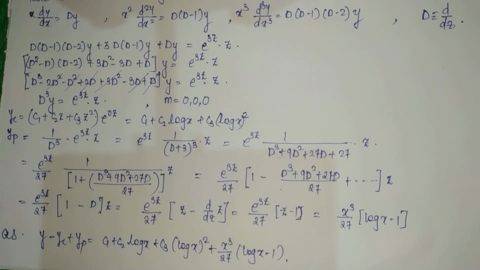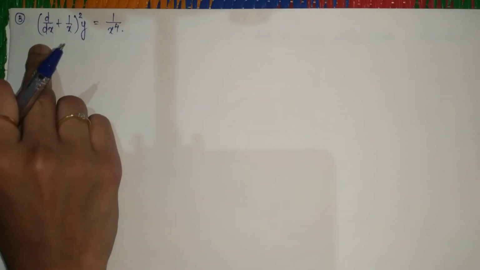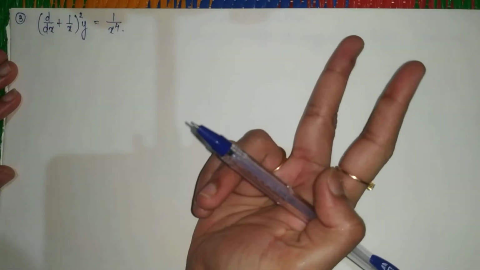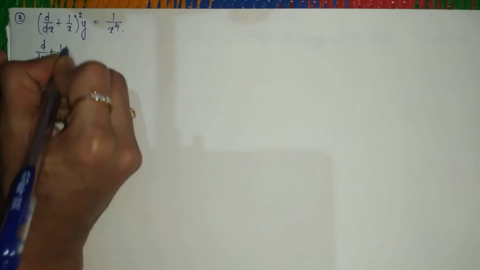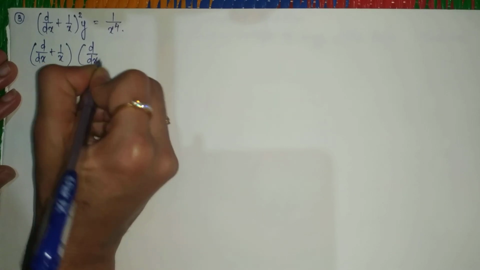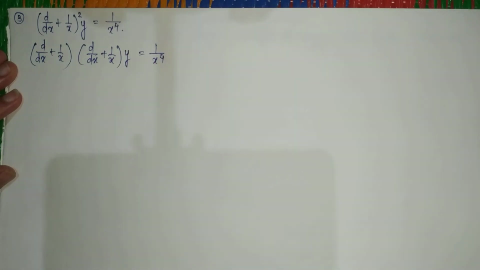Okay, now let us solve one more. Let us see this differential equation. Here we have the operator (d/dx + 1/x) the whole square over y equal to 1/x⁴. So this is not in the proper higher order differential equation form. First of all, we will try to make it so. This is the operator which I am going to operate twice. So we can say (d/dx + 1/x)(d/dx + 1/x) over y is equal to 1/x⁴.